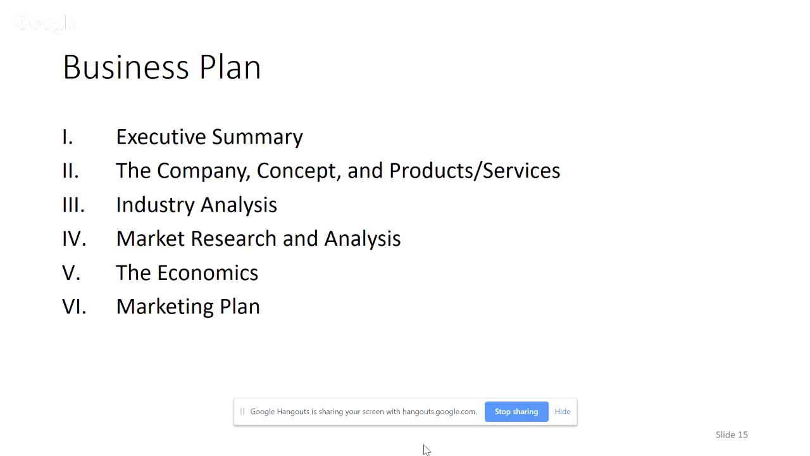Then the economics prove that it's a viable economic model, meaning that you can break even and make a profit based on the market that you identify and the products you have. And then the marketing plan shows how you're going to reach the market you identify in section four.